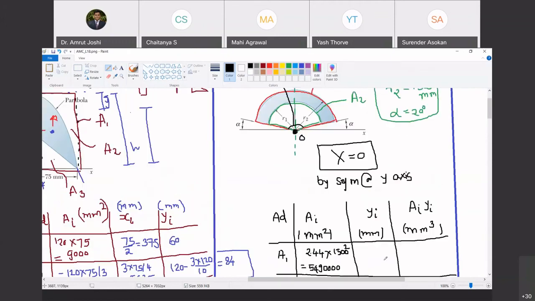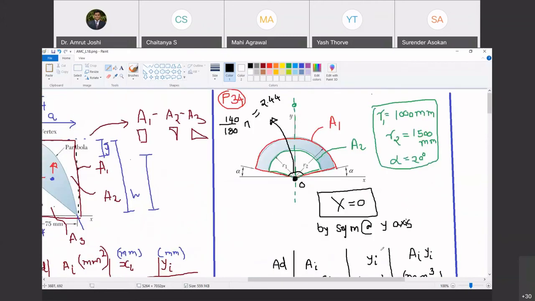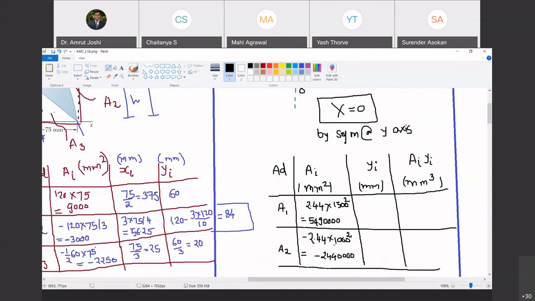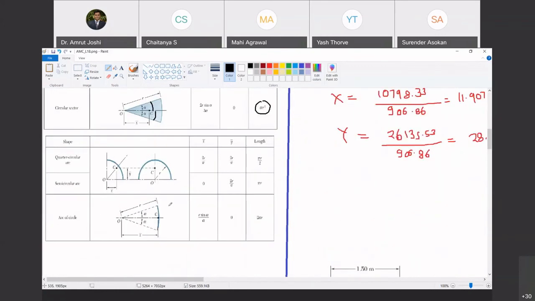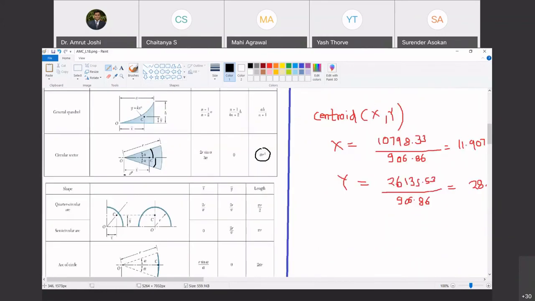Yes, sir. Agreed. Now we are going to locate yi. So what is yi as per this formula? That is x bar as far as this formula is concerned. Do you agree with me? Yes, sir. And that x bar is 2r sine alpha by 3 alpha. One minute.